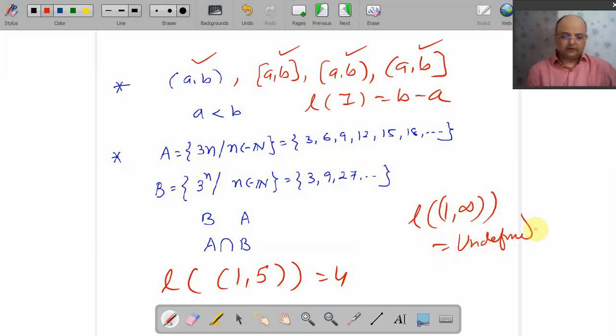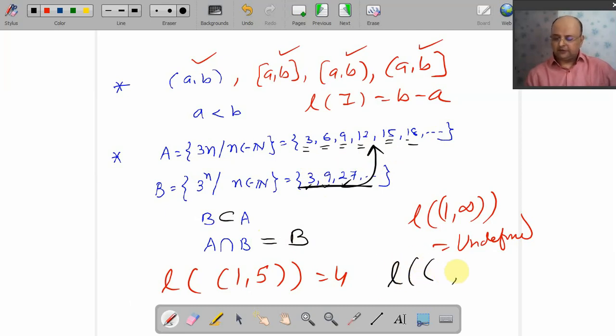Hope you understand. Okay. One more example. Your A is 3n, n belongs to N. N belongs to N means your n is a positive integer. You can go for multiples of 3. 3 into 1 is 3, 3 into 2 is 6, 3 into 3 is 9, 3 into 4 is 12, and so on. B is 3 to the power n. 3 raised to 1 is 3, 3 square is 9, 3 raised to 3 is 27. Here you observe that each is a multiple of 3. So every element here occurs in this set. I can say that B is a subset of A. So you can say that A intersection B is nothing but B. Okay.